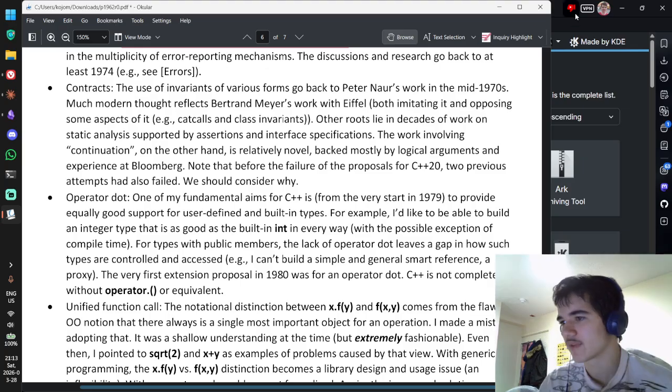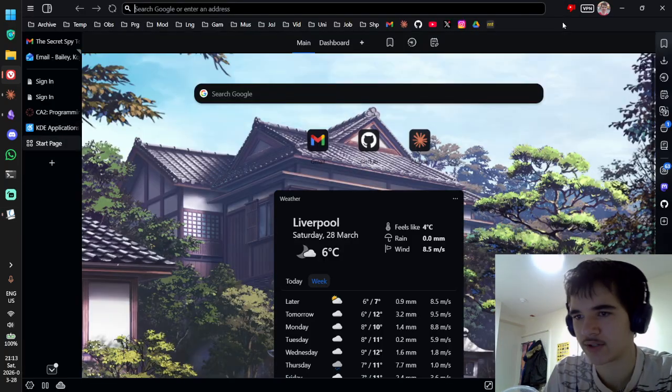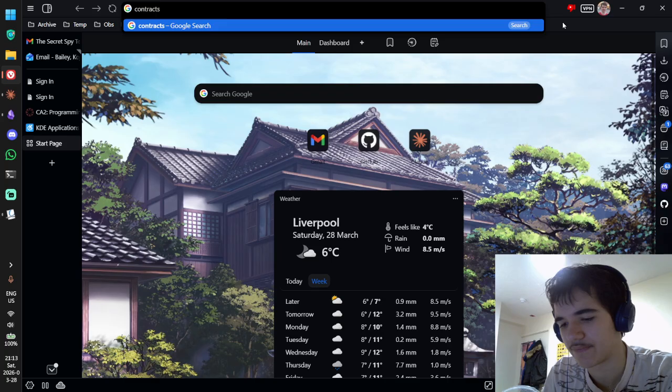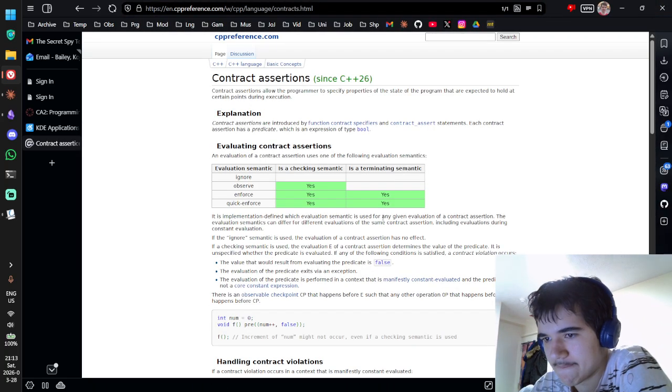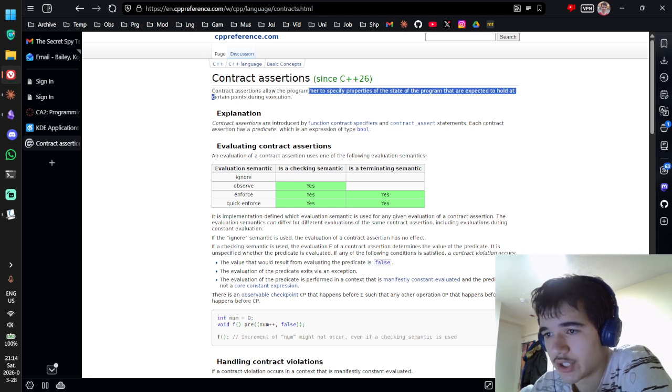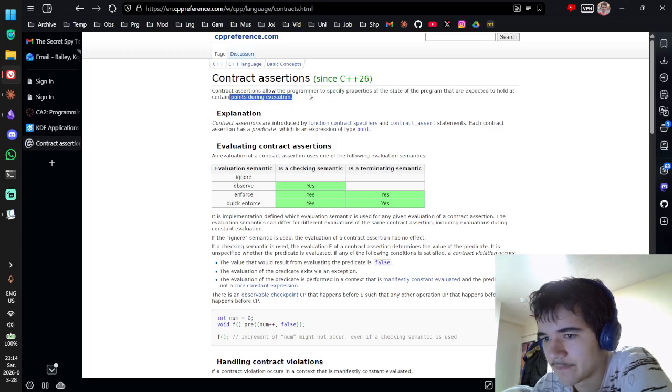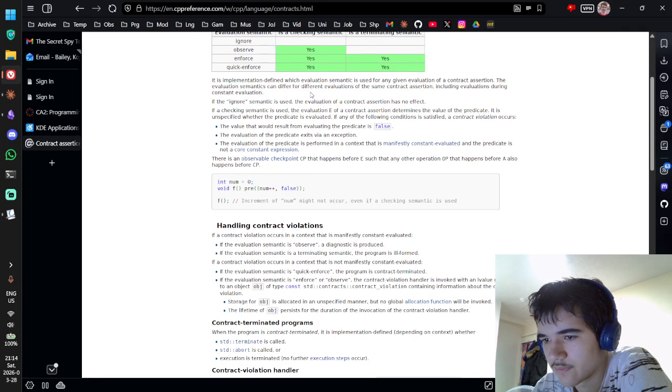We should consider why. Okay, maybe I don't understand contracts. I'm thinking of constraints. What are contracts? Contract assertions allow the programmer to specify properties of the state of the program that are expected to hold at certain points during execution.